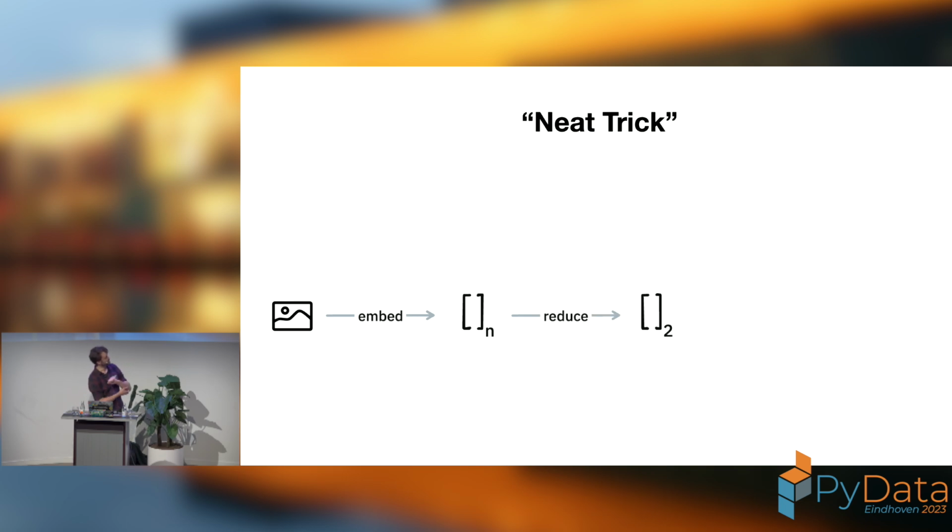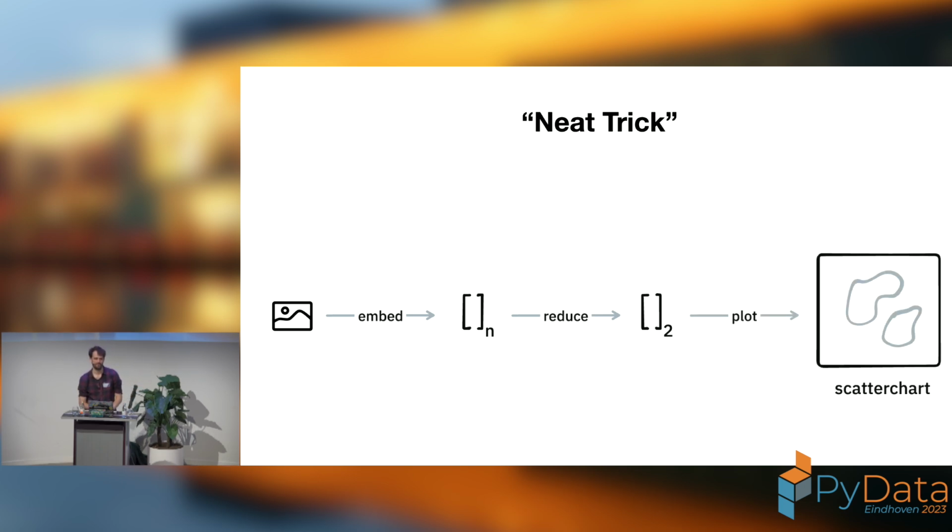What I could do then is, instead of having an n-dimensional array, I can turn it into a two-dimensional array. You can do that with principal component analysis, PCA. My favorite trick is UMAP. There's lots of different ways to do this. But the cool thing about having a two-dimensional representation that somehow still links back to the old representation is that you can make a scatter chart. And you get these blobs, you get these clusters.